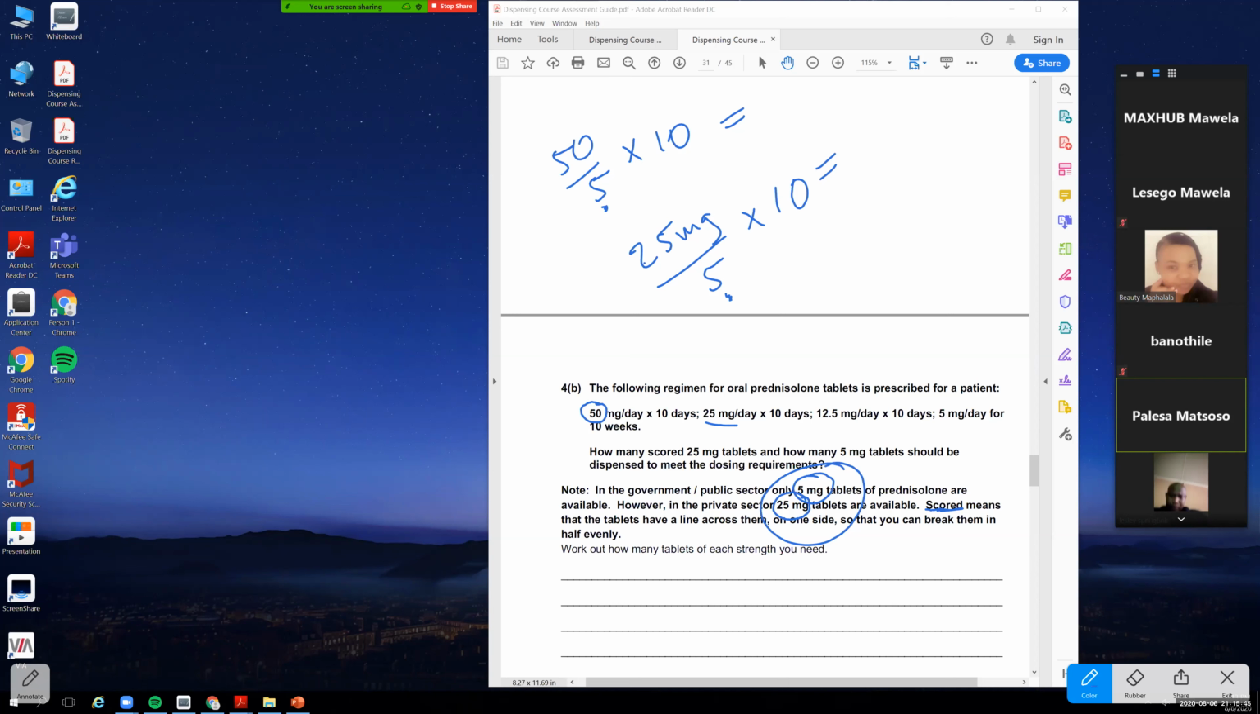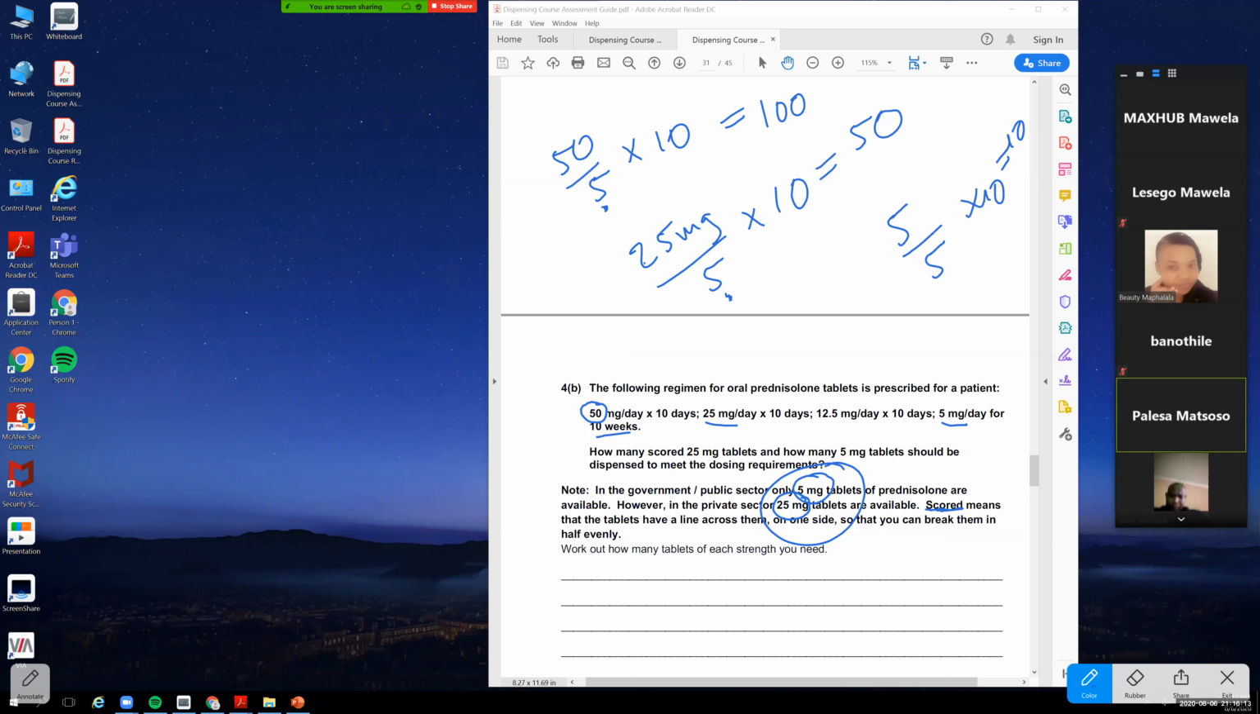Then before we do this one, let's come to this one. It says 5 milligrams for 10 days, right? So that will be 5 milligrams divided by a 5 milligram times 10. So really this one is 10 tablets, right? Here it's going to be 5 times 10, that will give you 50 tablets. Here it will be 10 times 10, it's likely to give you 100 tablets, right?